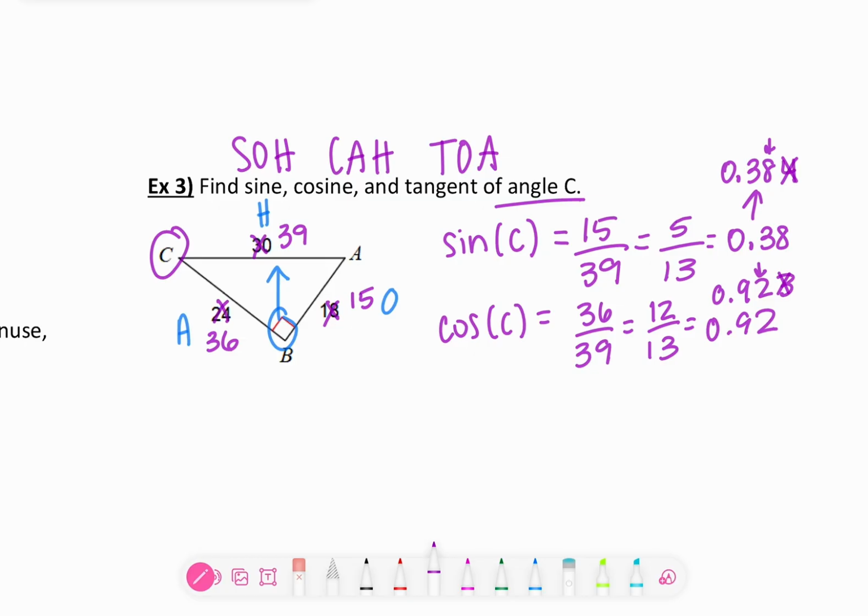Okay. And then last but not least, I can ignore those now. So last but not least, we have tangent of C. Tangent of C, which is opposite over adjacent. And that's going to be opposite of 15 over adjacent of 36. Again, they have a 3 in common. If I take out that factor of 3, I end up getting 5 over 12. And if I divide 5 divided by 12, I get 0.41.